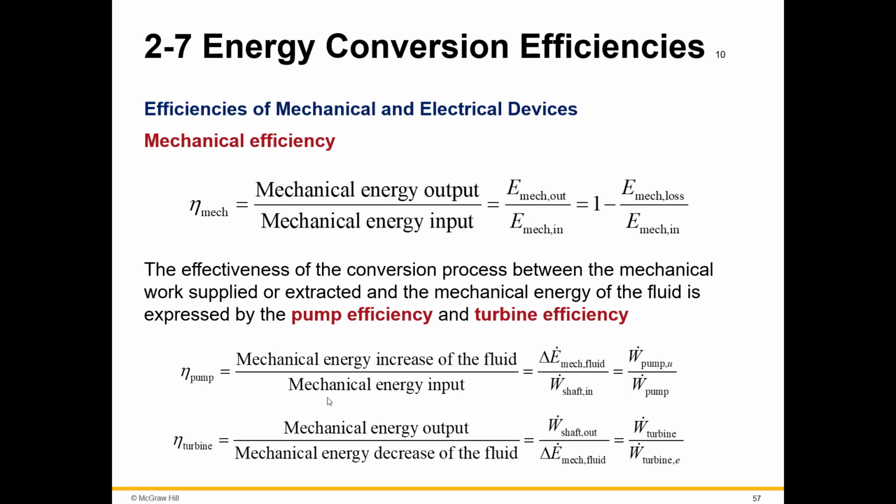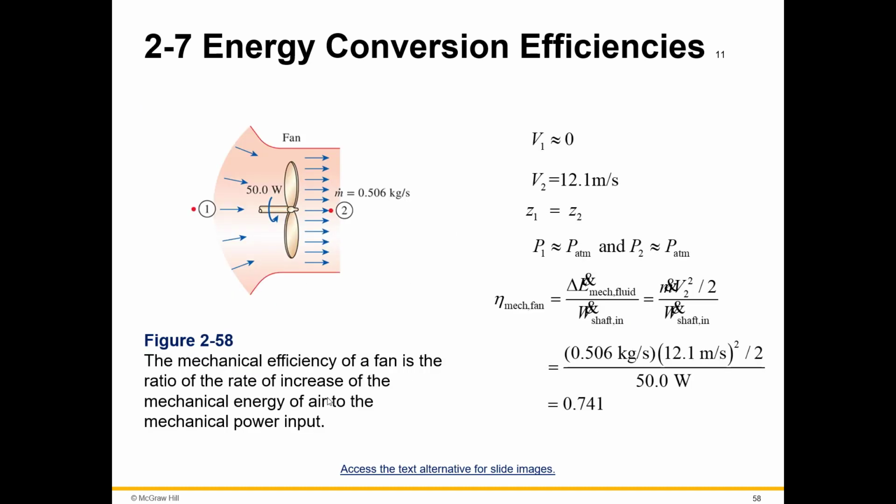Okay. And then the efficiencies of mechanical and electrical devices. So here's the mechanical efficiency. It's just output over input. And then the effectiveness of the conversion process between the mechanical work supplied or extracted and the mechanical energy of the fluid is expressed by pump efficiency or turbine efficiency, whichever is applicable. So you have the pump, which is the energy increase of the fluid over the energy input. And then the turbine is the energy output over the energy decrease of the fluid. So those are the inverse, and it's the increase versus the decrease. So just remember those for the pump and the turbine.